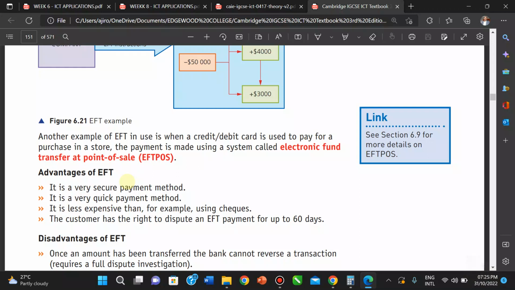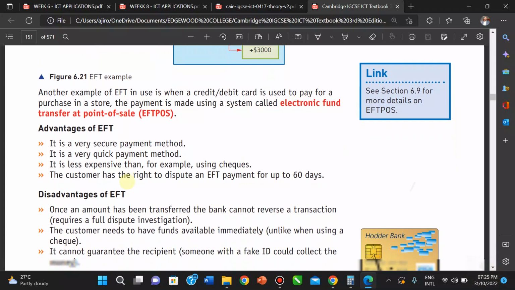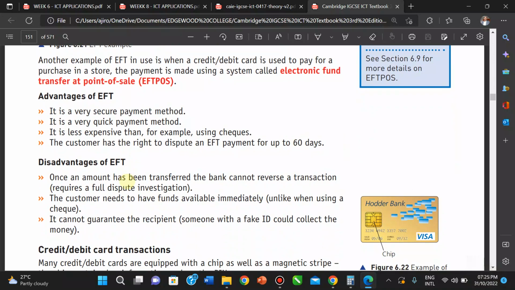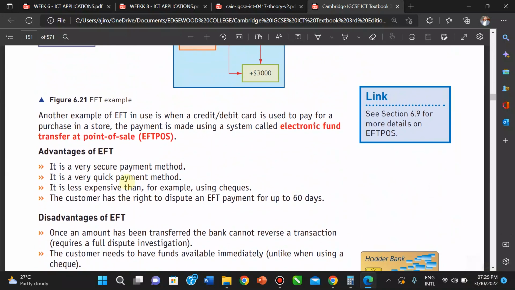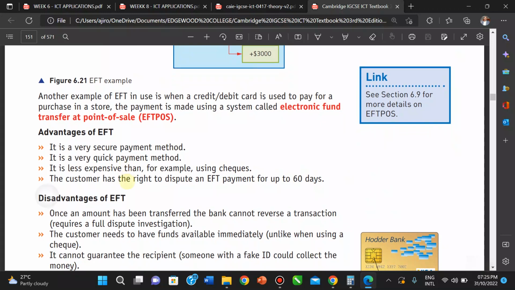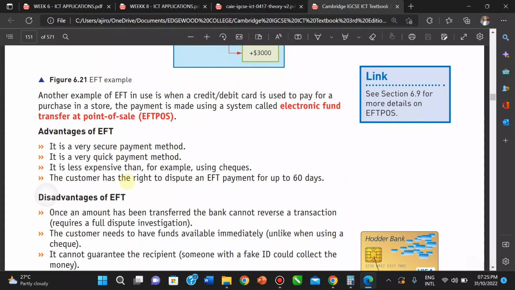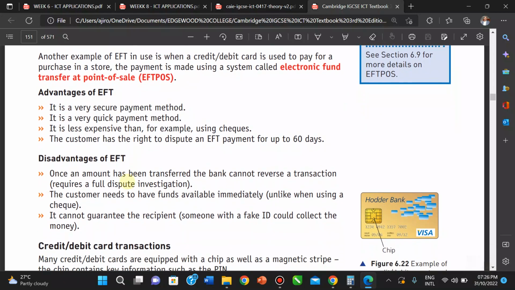So what is the advantage of the EFT? It is a secure payment method. It is a very quick payment method. It is less expensive, for example, than using a check. So very quick, very secure, and the customer has the right to dispute an EFT payment for up to 6 days. If there's any issue with the payment, you can make complaints about that.